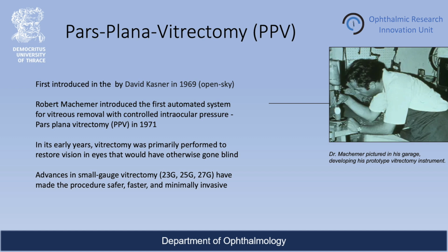In its early years, vitrectomy was primarily performed to restore vision in eyes that would have otherwise gone blind. Clearing opacified vitreous and excising fibrovascular tissue in diabetic retinopathy often led to the recovery of functional vision. But complex retinal detachments, such as those caused by proliferative vitreoretinopathy or severe penetrating trauma, were considered untreatable. However, with technological advancements and the improved safety of the procedure, vitrectomy expanded to new applications, including macular surgery.